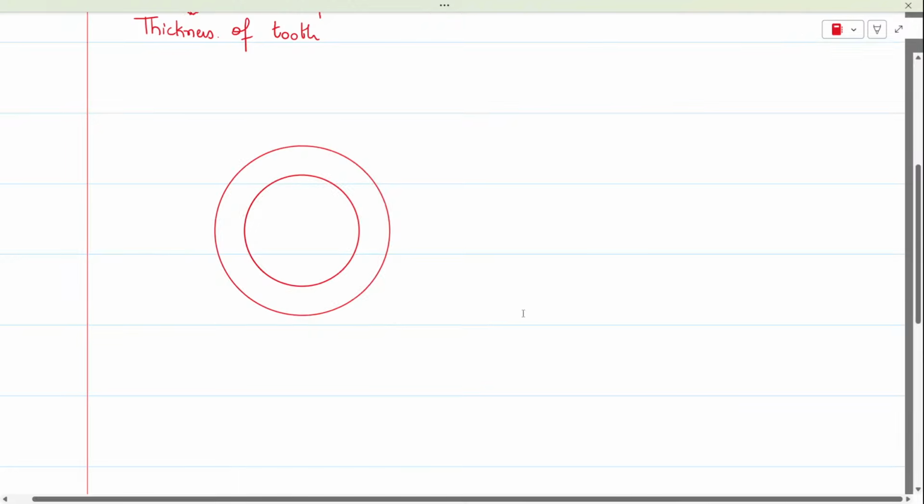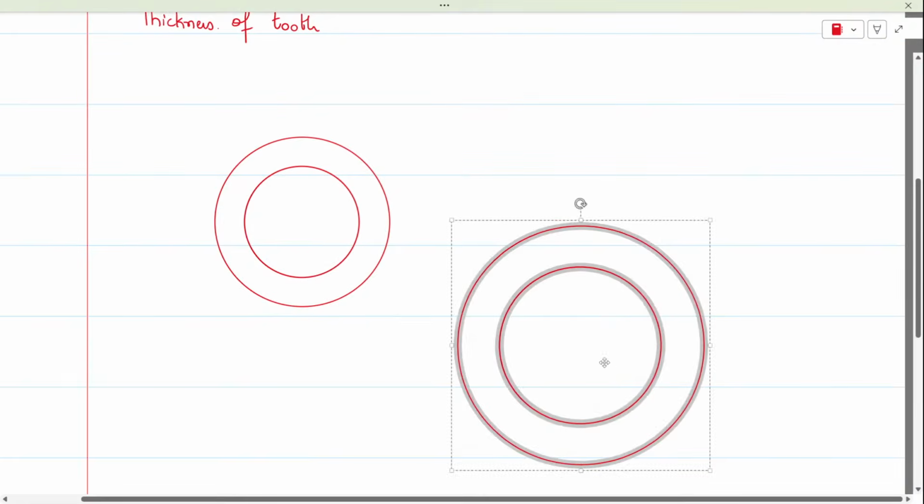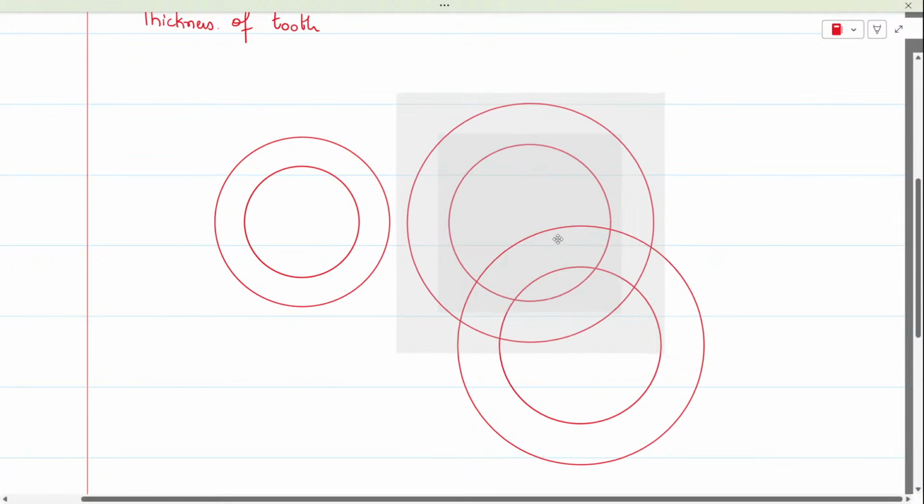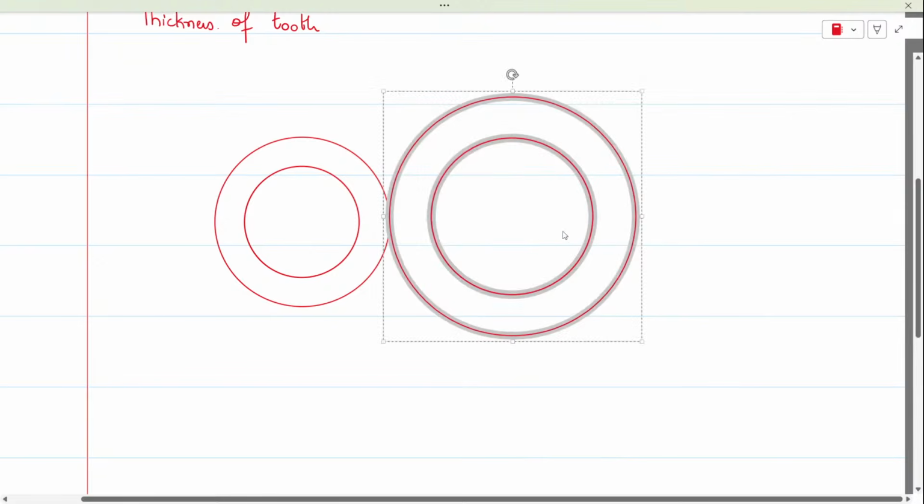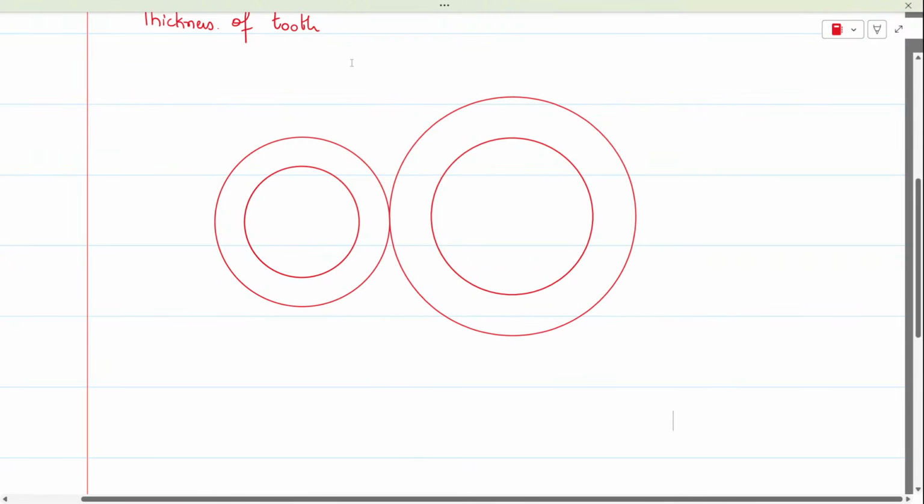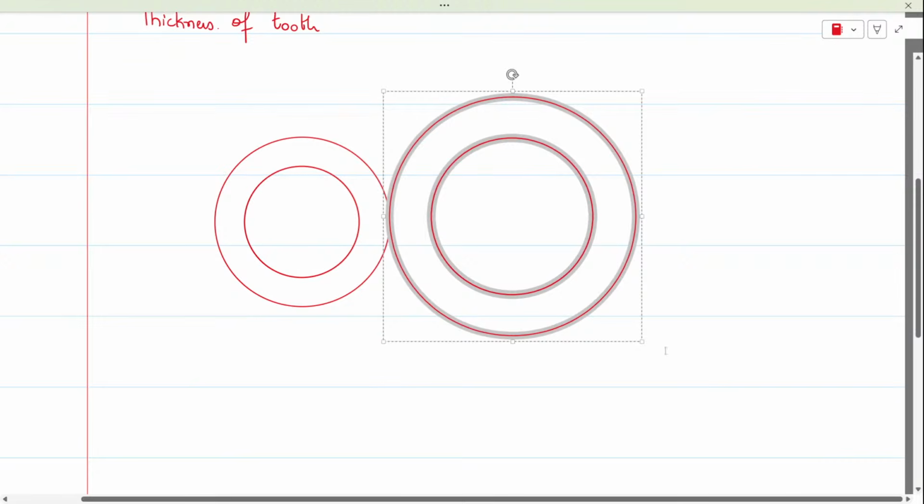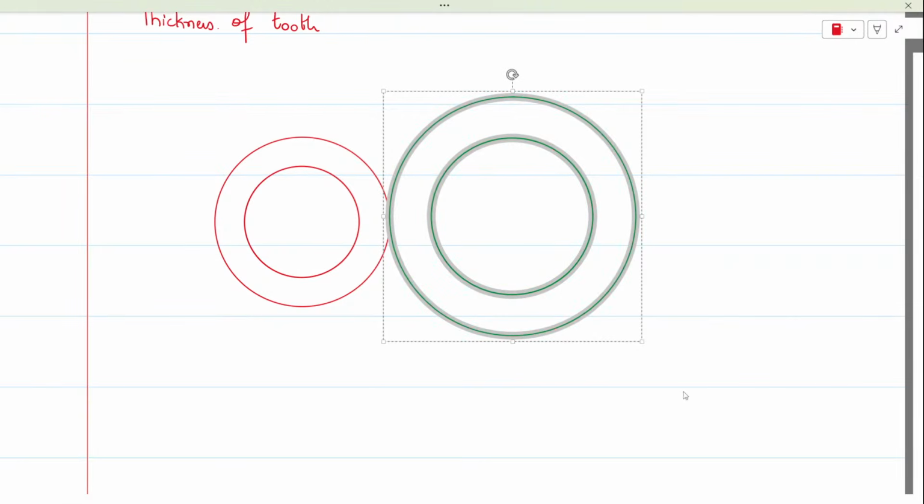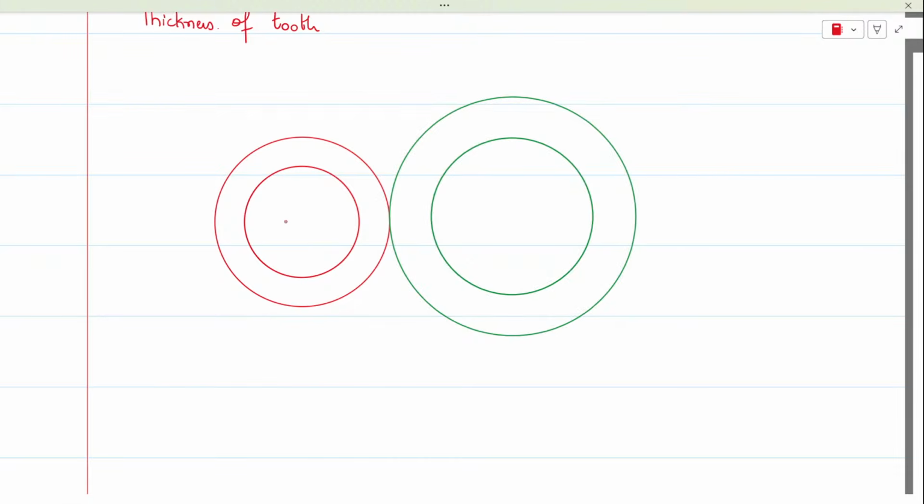This is the smaller one, let's call it the pinion. And this is the bigger one, let's call it the gear. The pitch circles will be touching each other. Let me highlight these two circles with a different color so that you have the proper distinction. This is the center of rotation of the pinion, and this is the center of rotation of the gear. Wherever these two circles touch is called the pitch point.